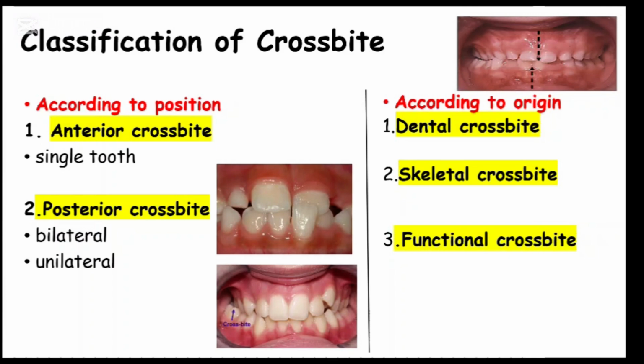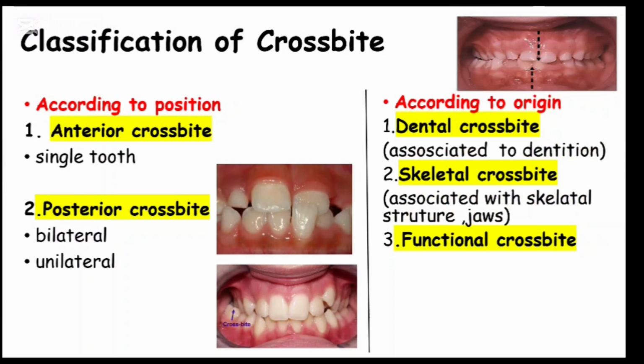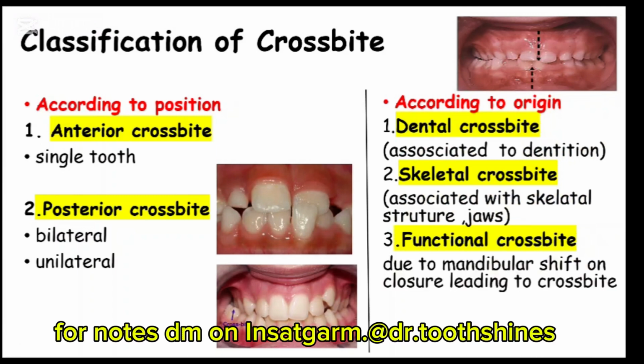Next is according to origin: dental crossbite, associated with the dentition; skeletal crossbite, associated with the skeletal structure, the jaws; and functional crossbite, which is due to a mandibular shift on closure leading to crossbite.